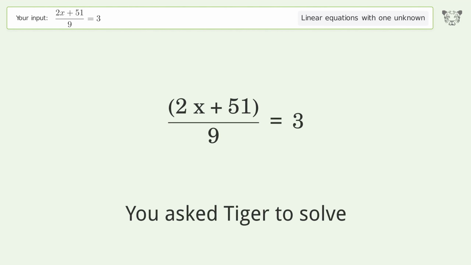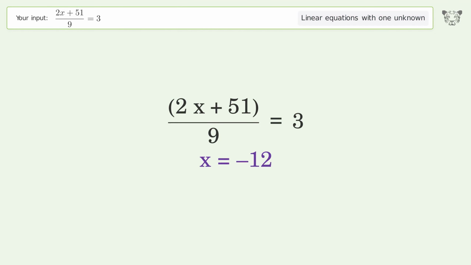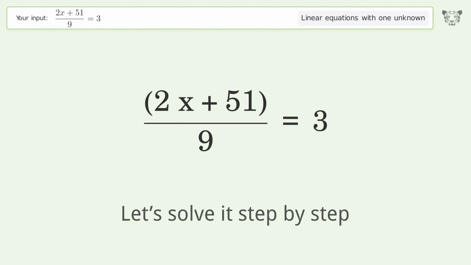You ask Tiger to solve. This deals with linear equations with one unknown. The final result is x equals -12. Let's solve it step by step.